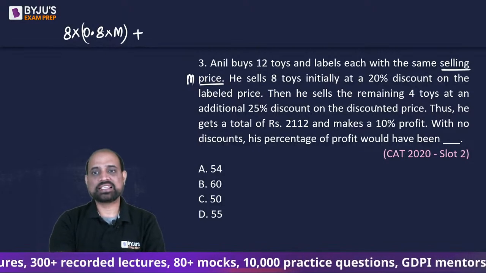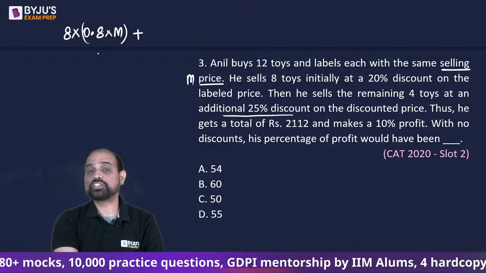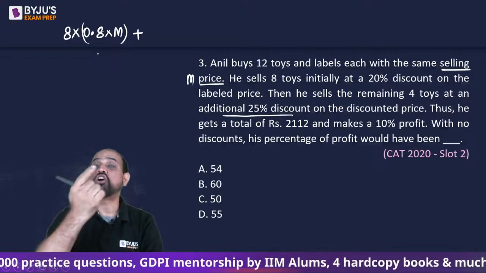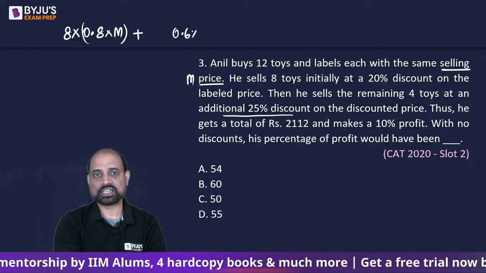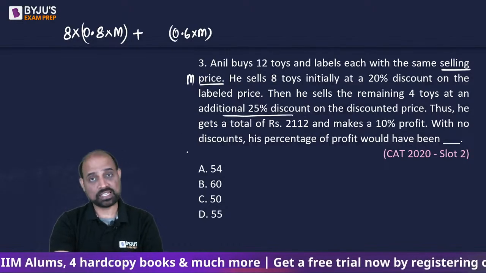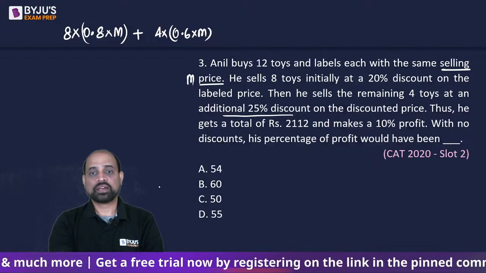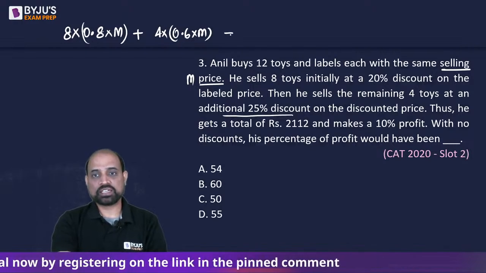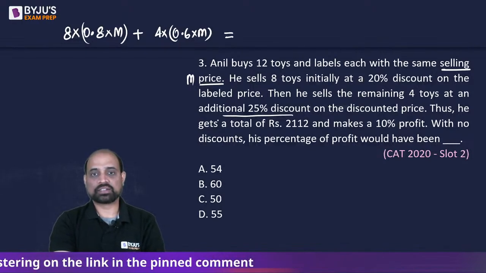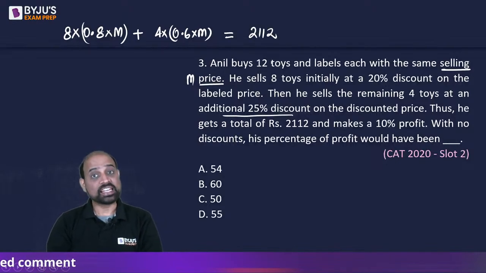And then he sells the remaining 4 toys at an additional 25% discount. Now, additional 25% means 25% of 80%, which is 1/4 of 80, which will result in 0.6 times of M. This is the price at which he sells the remaining 4 toys. So this amount is a total of 2112. He gets a total of 2112, right? This is the first part.